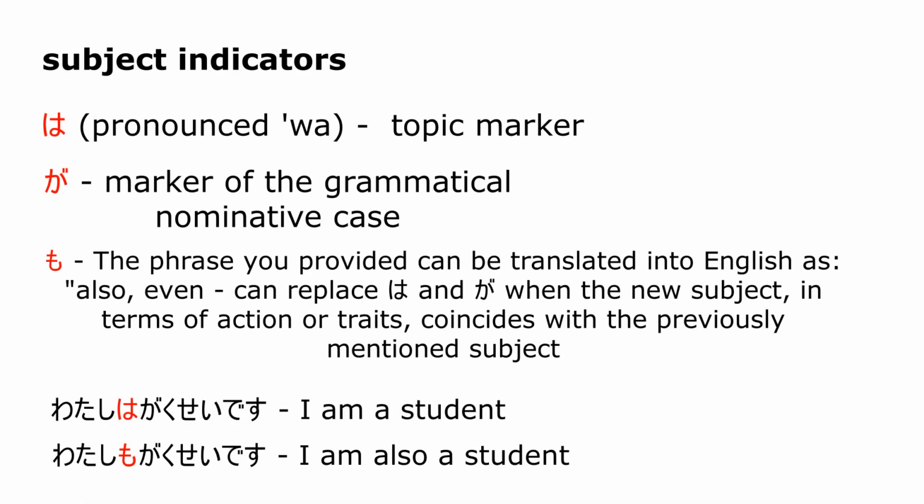Let's return to the indicators after the subject. After it, three particles can be used. This is the particle wa, which is a topic indicator written in hiragana as ha. This is ga, the indicator specifically for the grammatical nominative case. And this is the particle mo, with the meaning also, even, similarly, which can replace ha and ga when the new subject performs the same action and has the same attributes as the subject mentioned earlier. For example, 私は学生です。 I am a student. 私も学生です。 I am also a student.